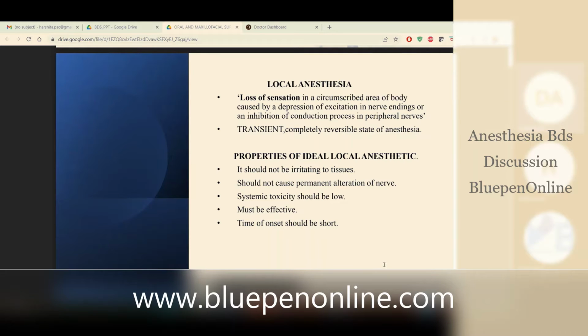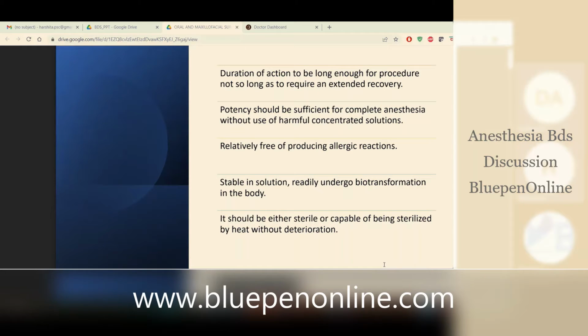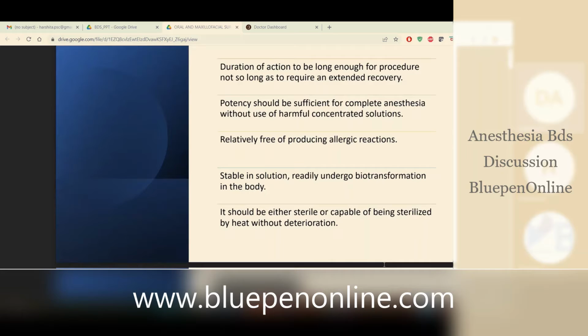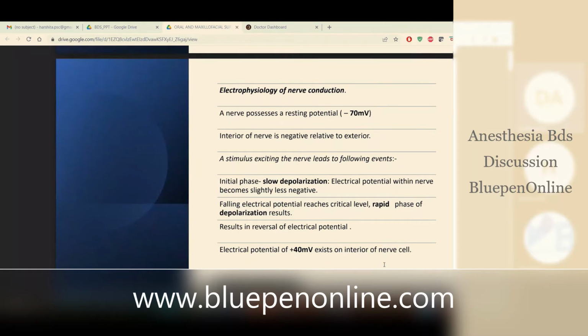I have the next slide. The duration should be long, but we don't want an extended recovery. It should be long only for the procedure to take place. Now the potency should be sufficient and you should not use any kind of harmfully concentrated solutions. There should not be any allergic reactions at all. It should be stable; it shouldn't readily undergo biotransformation when it enters the body. It should be either sterile or capable of being sterilized by heat without any kind of deterioration. So this is a brief introduction to the topic of local anesthesia.